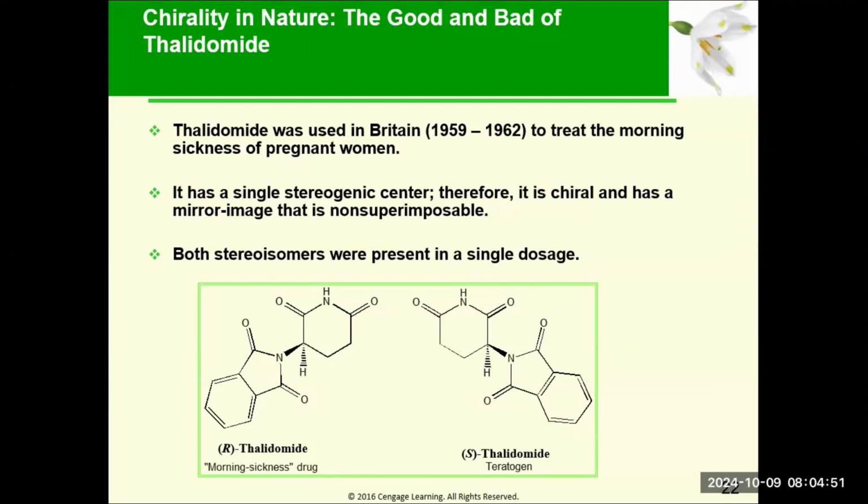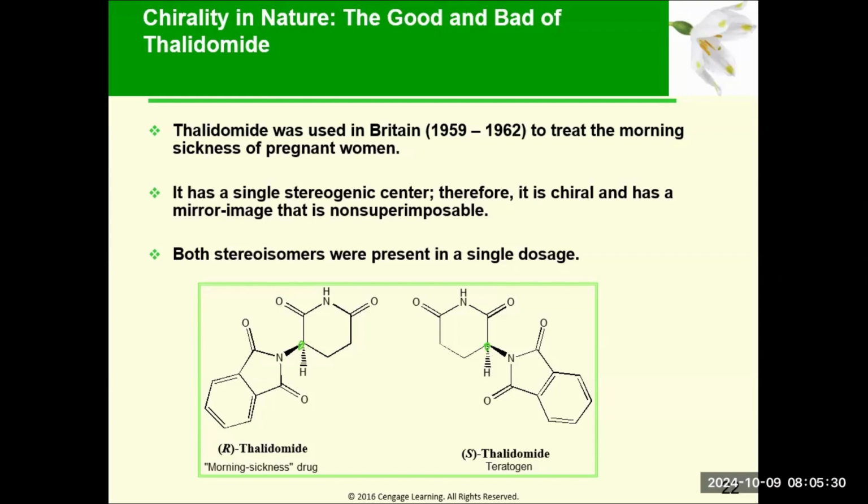Here's a story which talks about the importance and how the topic of stereochemistry became so important. Thalidomide was used in Britain from 1959 to 1962 to treat morning sickness of pregnant women. It has a single stereogenic center. Therefore, it is chiral and has a mirror image that is not superimposable. Because of the chiral center, which is right here, they are not superimposable. They are enantiomers.